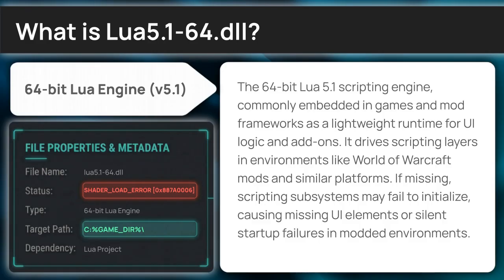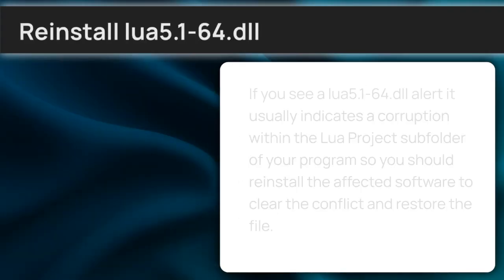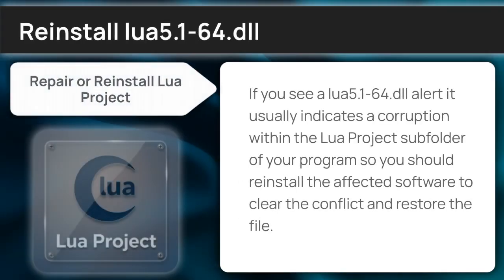With that context in mind, our first logical step is a clean reinstallation. If you see a Lua 5.1-64 Engine DLL alert, it usually indicates a corruption within the Lua Project subfolder of your program, so you should reinstall the affected software to clear the conflict and restore the file.